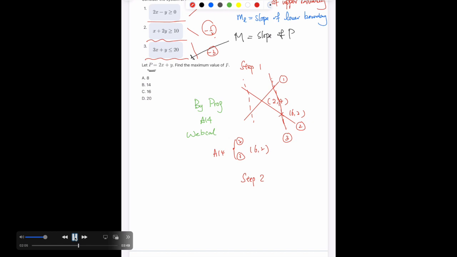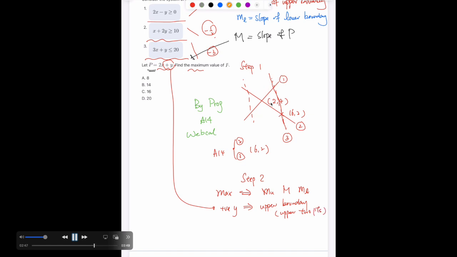Okay. In this case, we are going to find the maximum value. So from my notes, you know that I have a formula, mu, and then capital M, ml from up to down. And then the next one, we are going to consider the coefficient of the function we want, and the coefficient of y is positive here. What does it mean? It means that we are going to consider the upper boundary. So the upper boundary means the upper 2 points here.